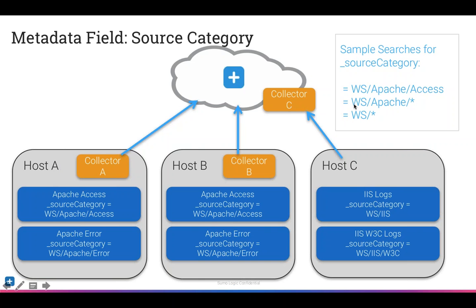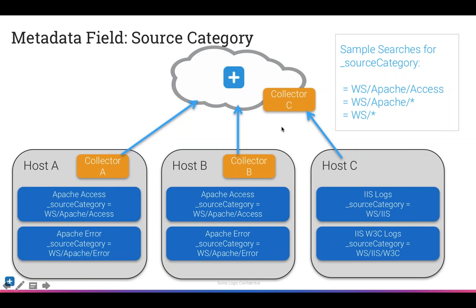I could do another search that says ws/apache/star, and in that case, I will be searching for my WS Apache Access and my WS Apache Error data across host A and host B. And if I just said I want to search source category equals WS star, that would let me search across all my web servers, regardless of what brand they are or which host they're sitting on.